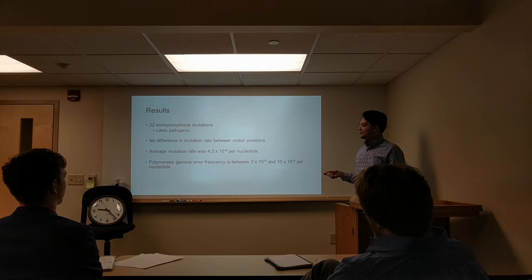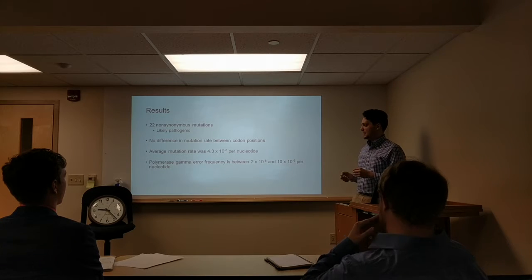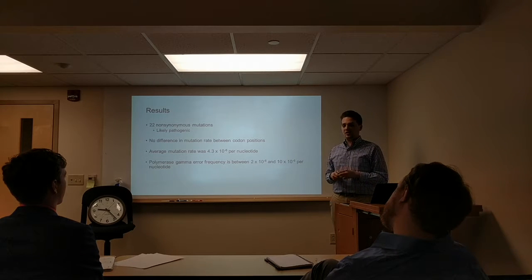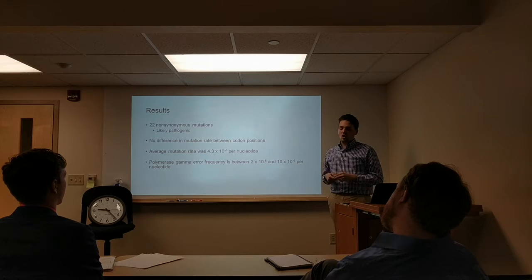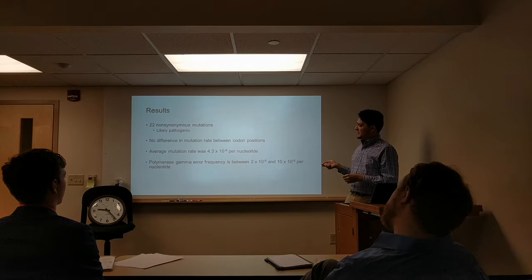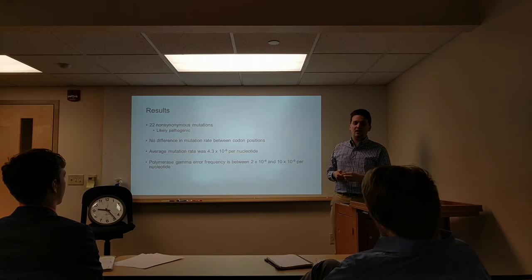Of those 38 mutations, 22 were non-synonymous, meaning that they don't code for the same amino acids as the wild-type DNA. This makes them more likely to be pathogenic as they could interrupt a protein's function. Additionally, there was no difference in mutation rate between codon positions found. So the A, P, and E positions of each codon, there's no preference shown for any one of those positions. Finally, they calculated the average mutation rate to be 4.3 times 10 to the negative 6th mutations per nucleotide location.